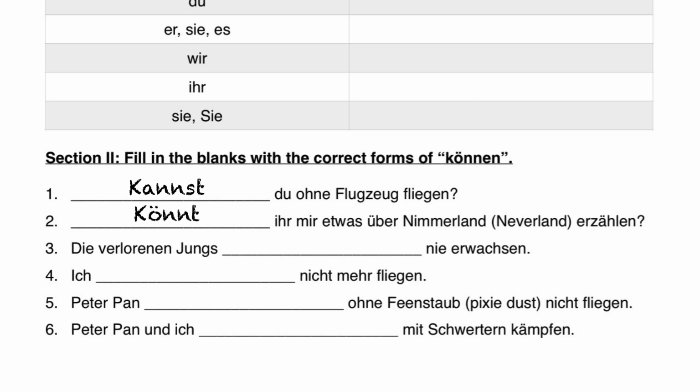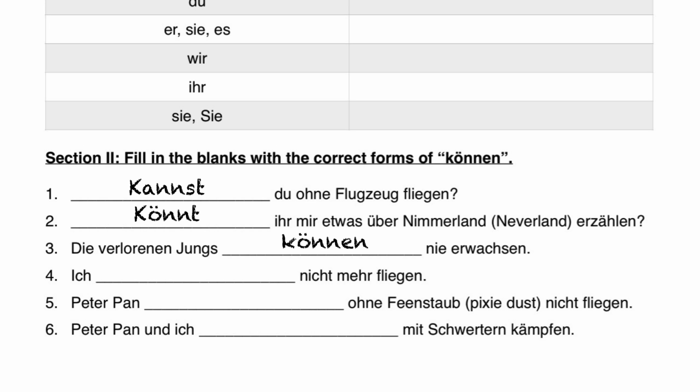Die verlorenen Jungs, blank nie erwachsen. This one says, the lost boys, blank never grow up. In this one we want can never grow up, but since Jungs is plural, we have to use here können for the sie form, the they form. Die verlorenen Jungs können nie erwachsen. The lost boys can never grow up.